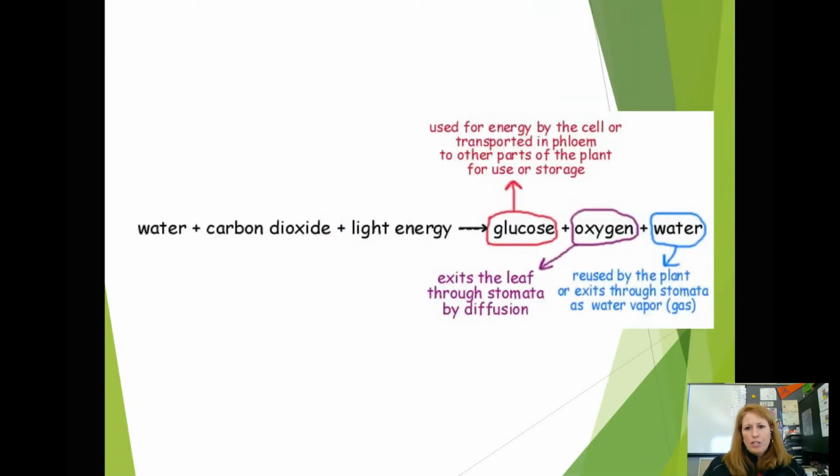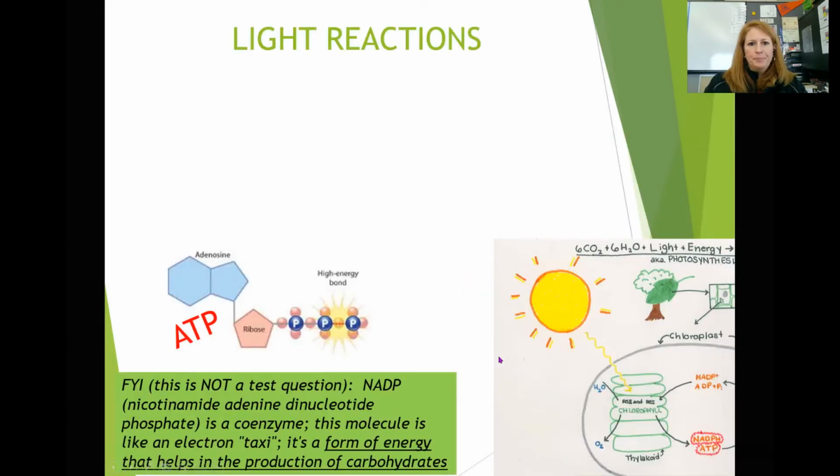Here's our equation again. This time we're going to focus on what it produces. It's going to produce glucose, and do pause this video to take a look and read all of these little extra side notes. It tells you where it's going and how it's transported. So just take a moment to take a look at that.